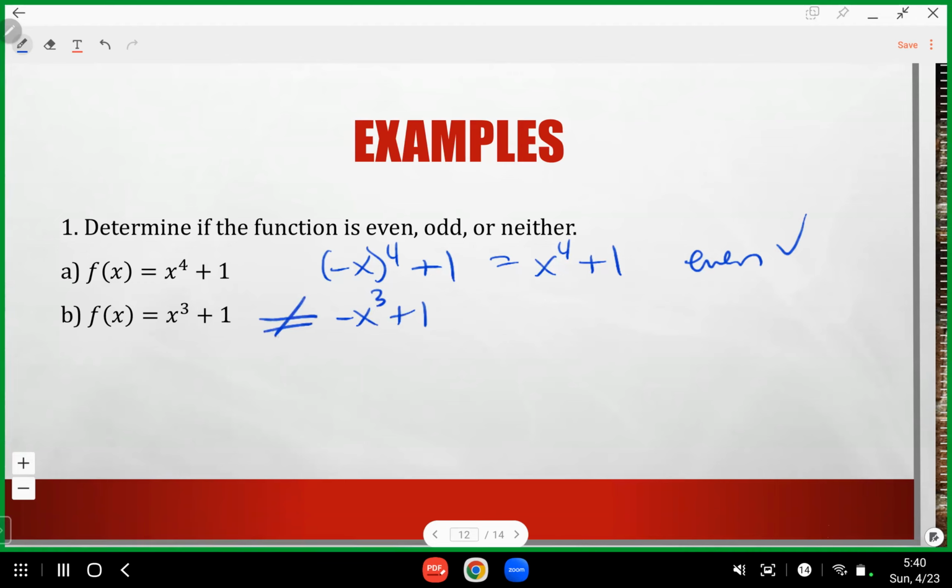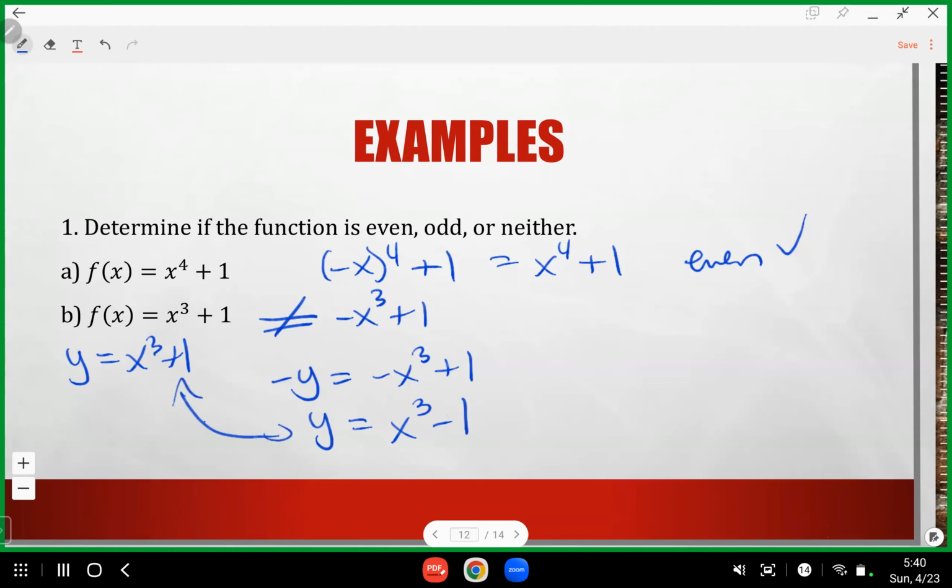And let's see if it's odd. So when you have negative y is equal to negative x cubed plus 1, well, if you want to compare it to the original one, you have to divide by negative 1, right? So y is equal to x cubed minus 1. The only difference between these is the minus 1. So it's not odd either, meaning it's neither. And if you actually visualize this, it's not going to be symmetric anyways.